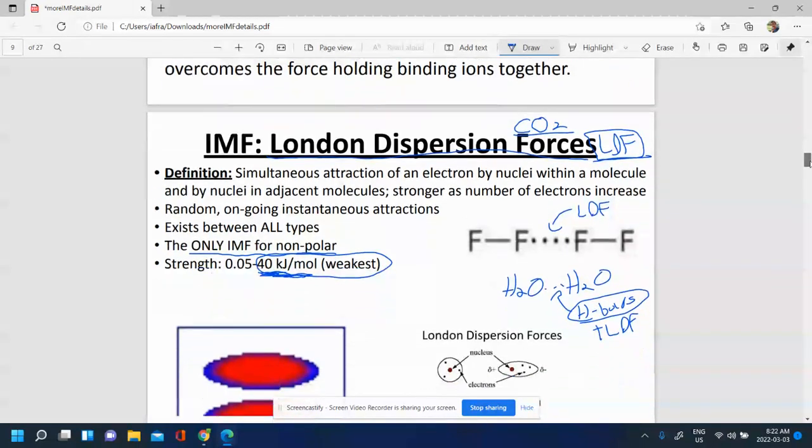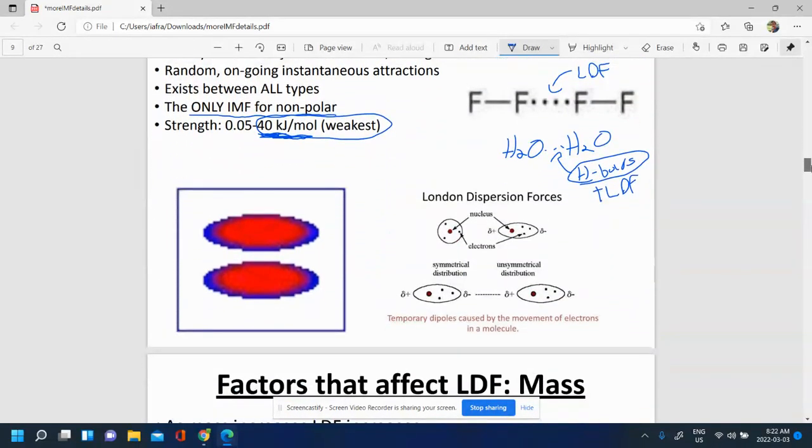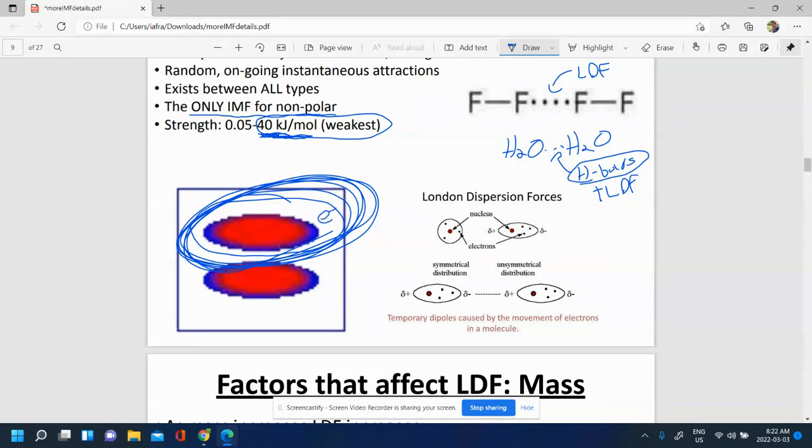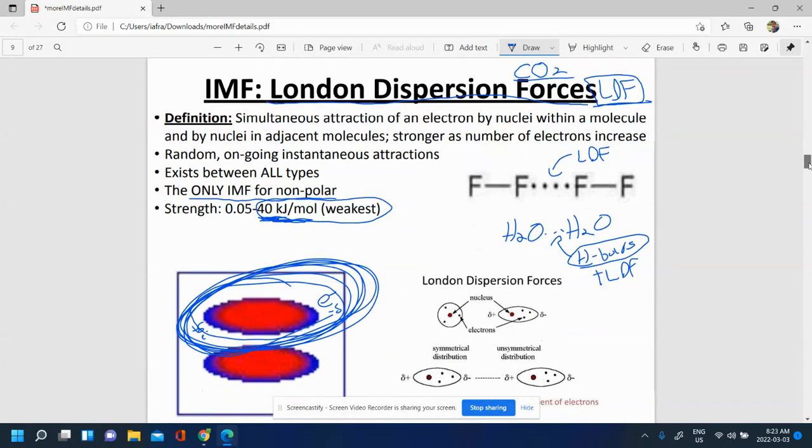So how does an IMF form if there's no partial charges? Well, in reality, the electrons are always moving around in an atom. And so what happens is sometimes you'll have an electron cloud or density just because they're moving, just be more dense here compared to here. So I'll make a small little e here. And at those times, this part becomes partially negative and this part becomes partially positive. And that's temporary. It doesn't last because the electrons keep moving around.